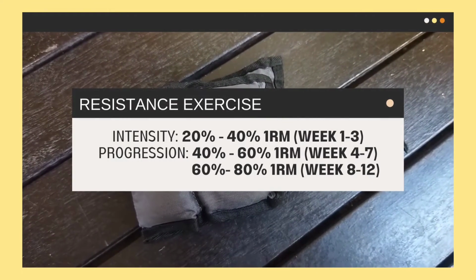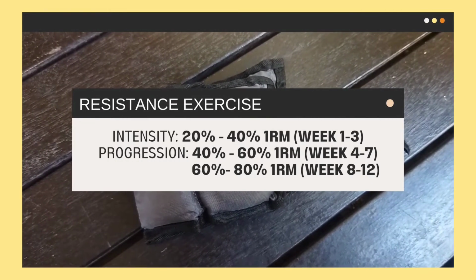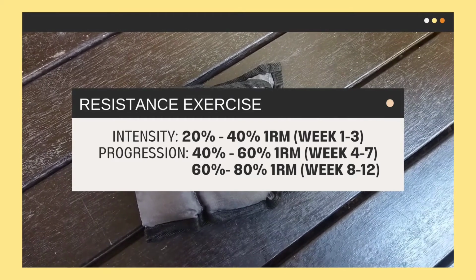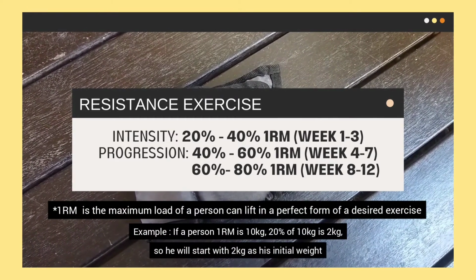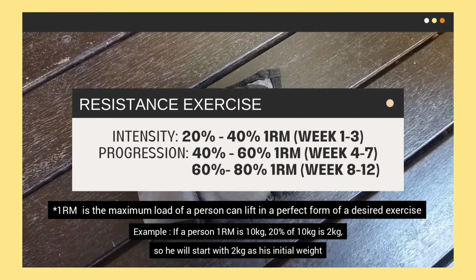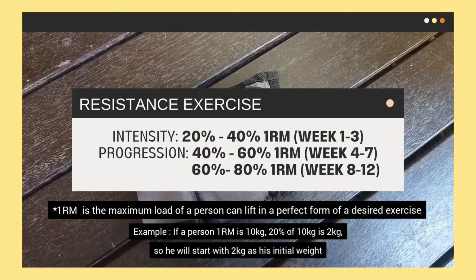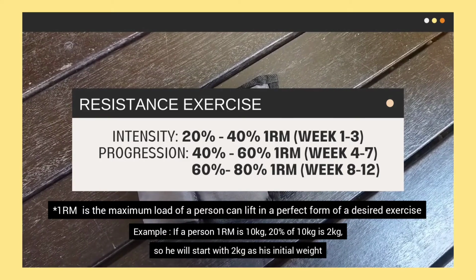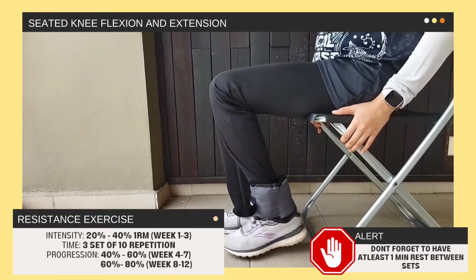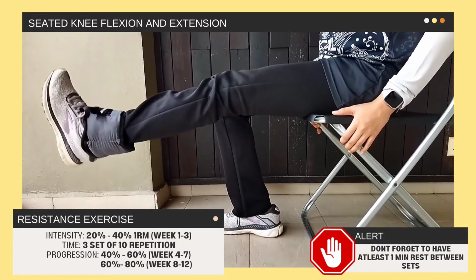Next is resistance training. There are 3 phases of intensity. First is 20 to 40% of 1 repetition maximum in week 1 to 3. Then 40 to 60% in week 4 to week 7, and lastly 60 to 80% of 1 repetition maximum for the final week. The first resistance exercise is seated knee flexion and extension.